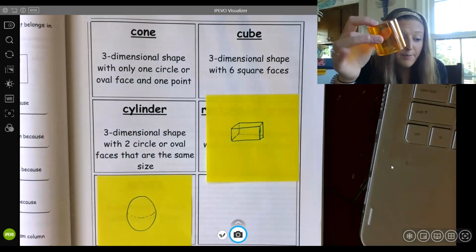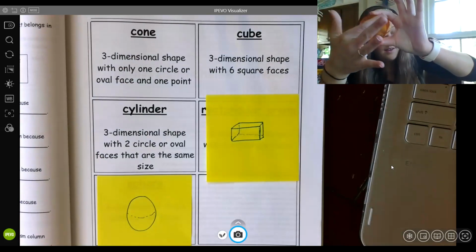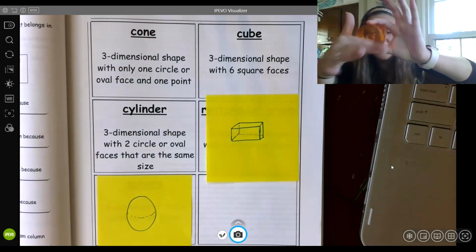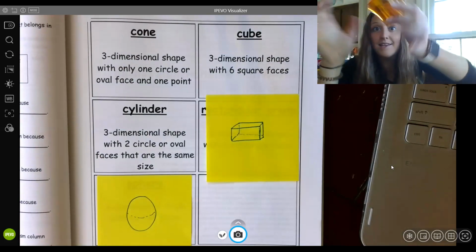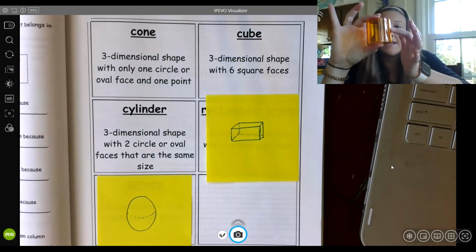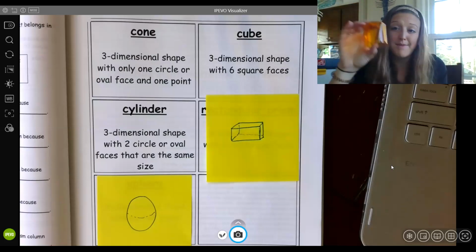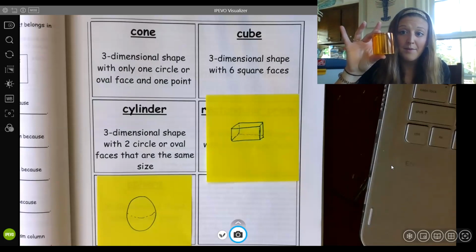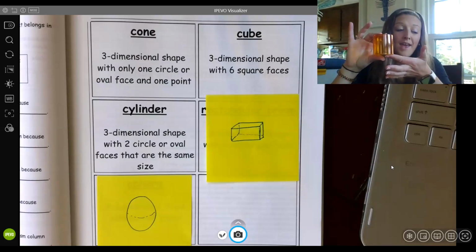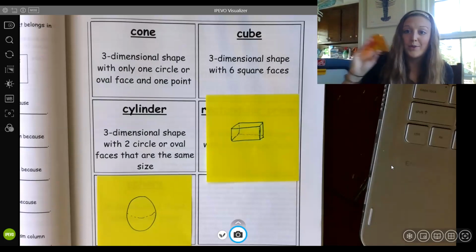It's a three-dimensional shape with 2 circle or oval faces that are the same size, okay? So the top circle and the bottom circle are the same size, and then they're connected, right? So this is a cylinder. It kind of looks like a can. It kind of looks like maybe some people's water bottles or mugs, different things like that. But the top and the bottom circles have to be the same size, okay? So we now know a cylinder. If you want to write it down, go ahead.